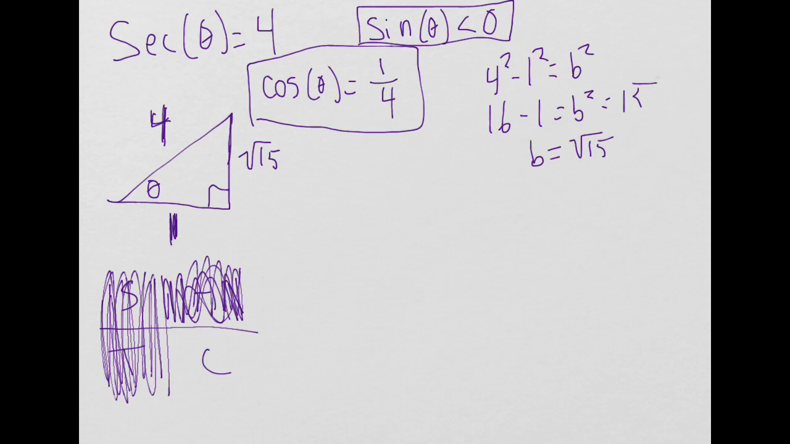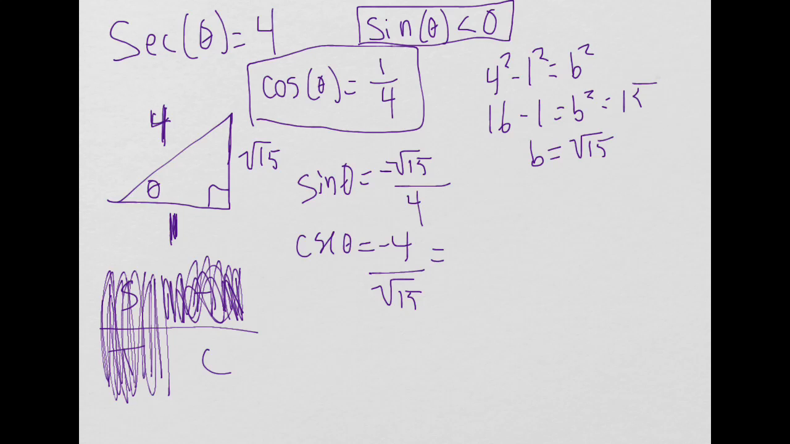Cool. Now we can start going. So let's figure out sine theta. Sine is opposite, which in this case is the square root of 15, over the hypotenuse, 4. But it's negative because sine is negative. So we get that guy, and then we can get the reciprocal, cosecant of theta. It's going to equal the negative 4 over square root of 15, the reciprocal. But oh no, we need to rationalize that denominator.